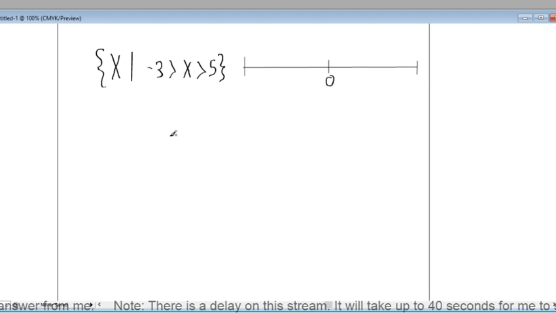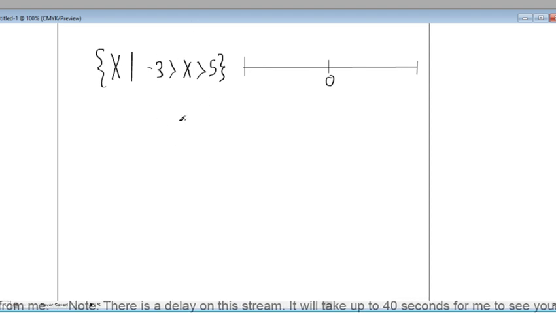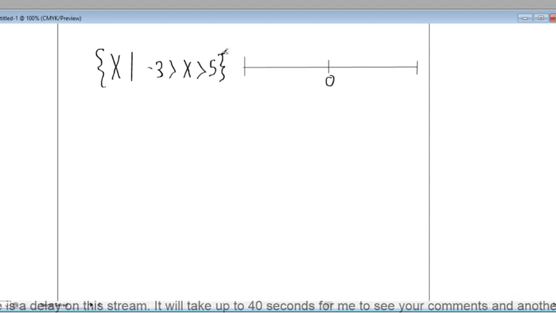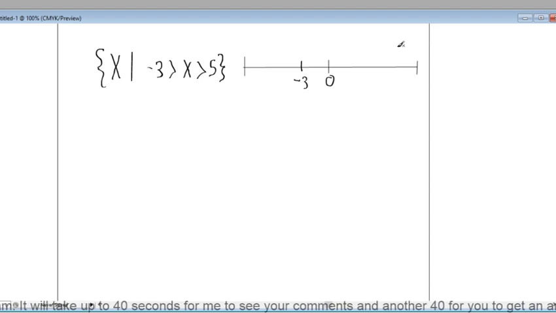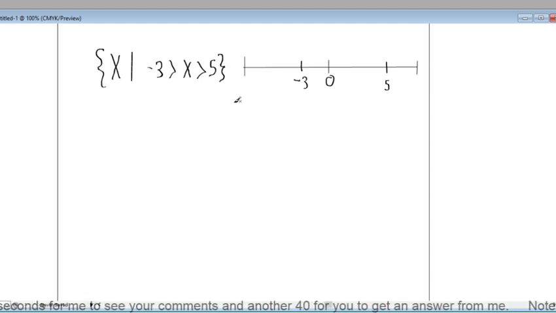So again, we need to mark out where our solutions are. Part of our solution is going to be somewhere around -3. Part of our solution is going to be somewhere around 5. So -3 we'll say is like here. And 5 maybe here.